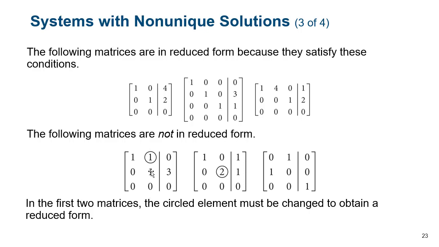There has to be zeros above every leading 1. This one, the leading thing, is not a 1. And then this one, they're out of order. So you just have to switch these two rows, and then it would be reduced.